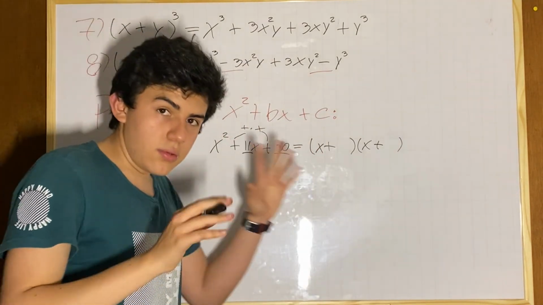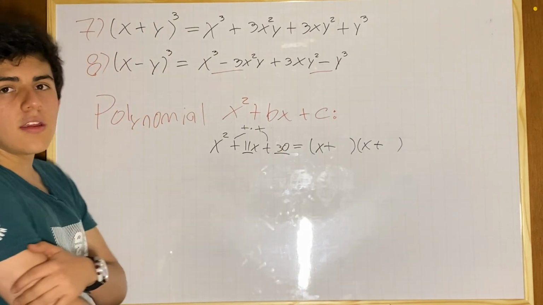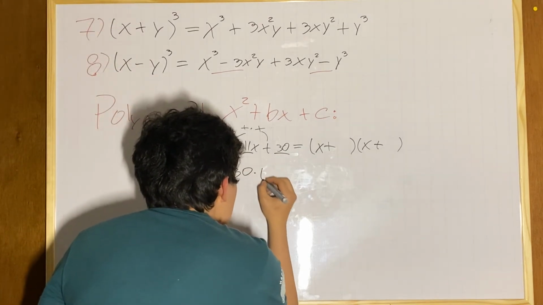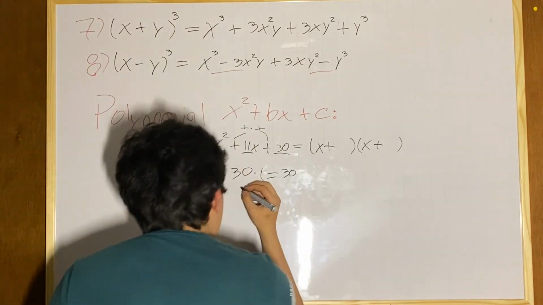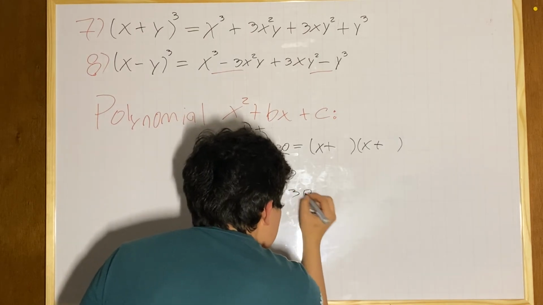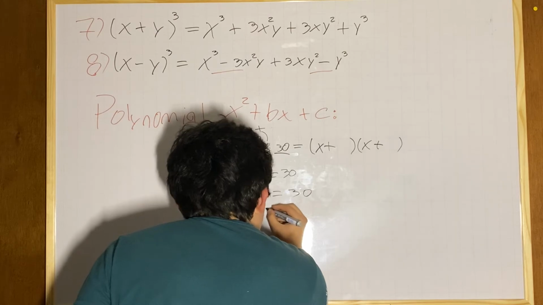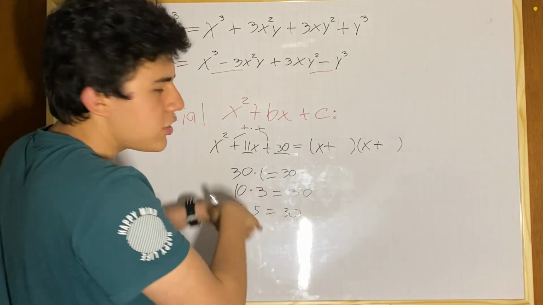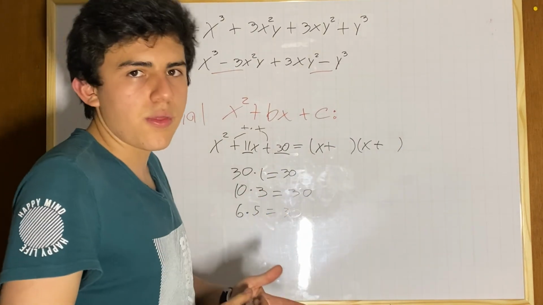Now let's do the numbers. Two numbers that multiply to give me 30. Well, initially we know that could be 30 times 1, that's equal to 30. We also know that we could have 10 times 3, that is also equal to 30. We know that we could have 6 times 5, that is also equal to 30. And you can just switch all of these numbers, inverse them, and that would give you also 30.